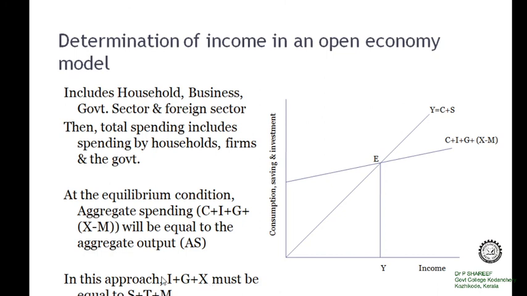Thus, Keynes in his Keynesian cross model or in the expenditure output model explains the determination of equilibrium level of income, employment and output with the help of aggregate expenditure and aggregate output.